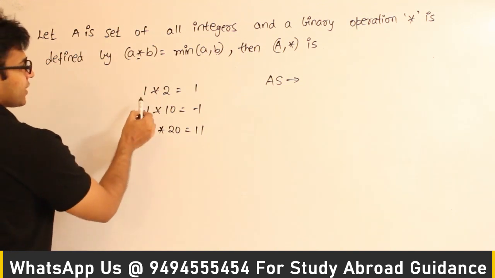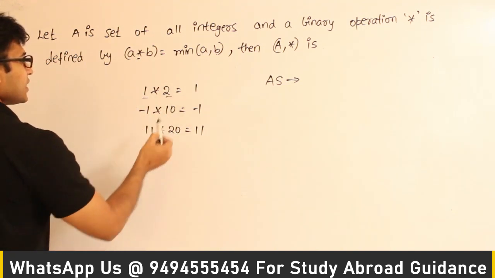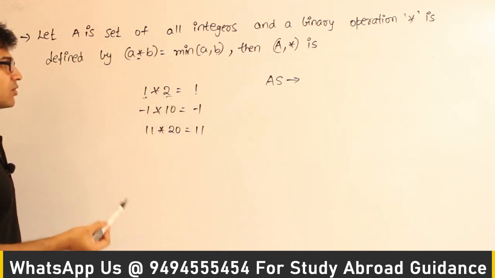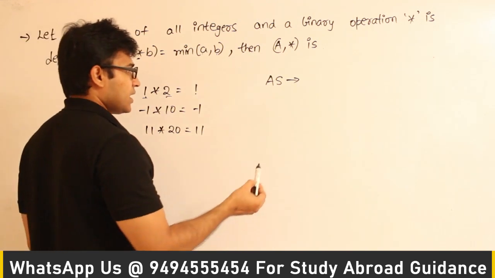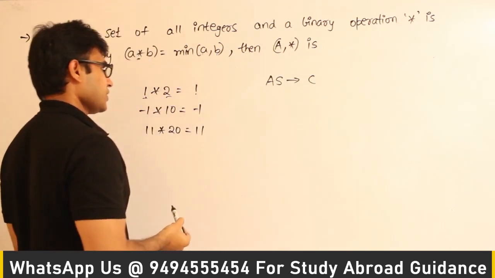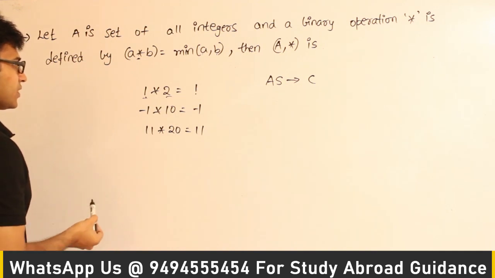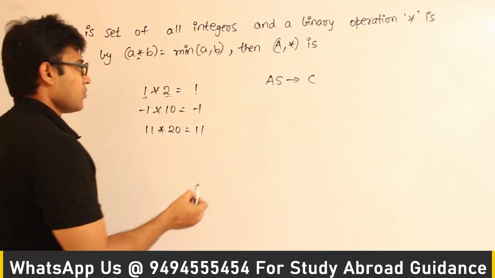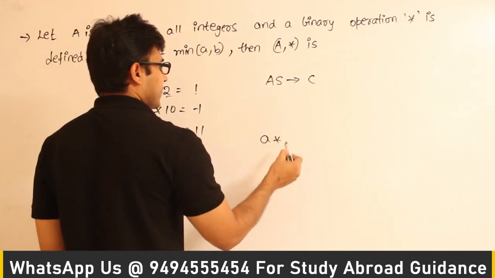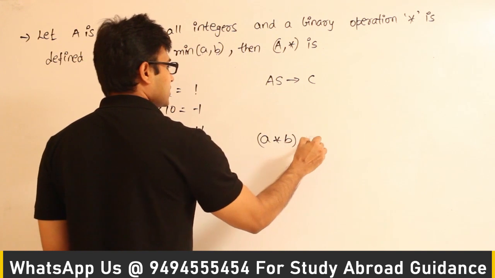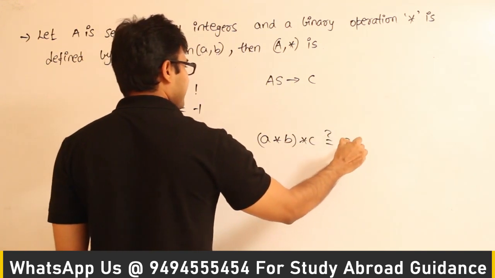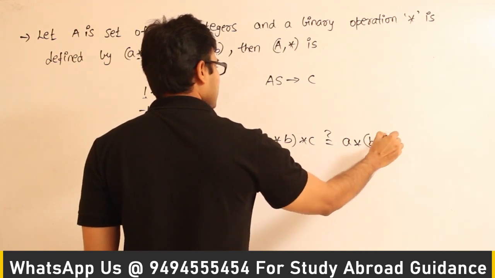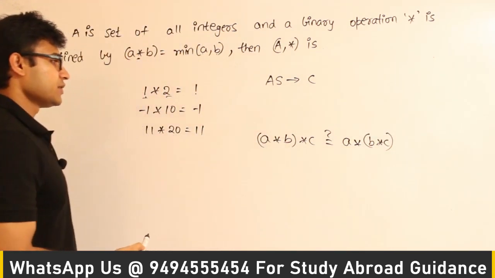You can see clearly, if I take these two elements from the set of integers, the result is one of them, which means it is already present in the set, therefore it is closed. So the operation is closed, and so it is definitely an algebraic structure, right? Closure property is satisfied. Now what can you say about the associativity property? What is the associativity property? Is (A star B) star C equal to A star (B star C)? What can you say about it?